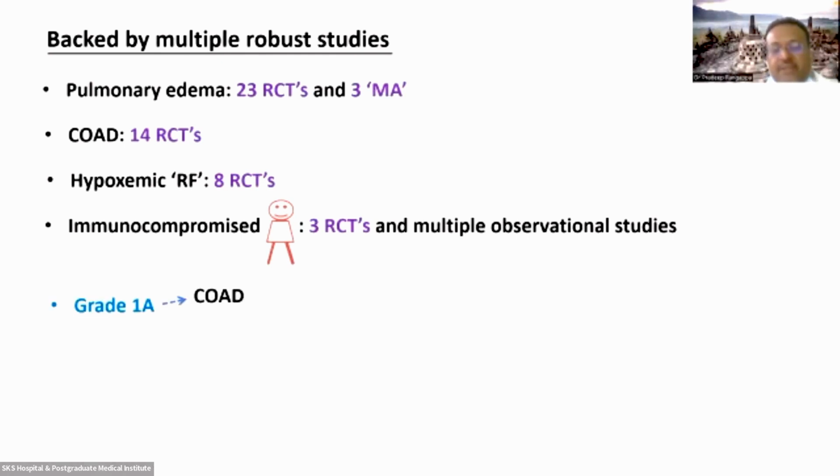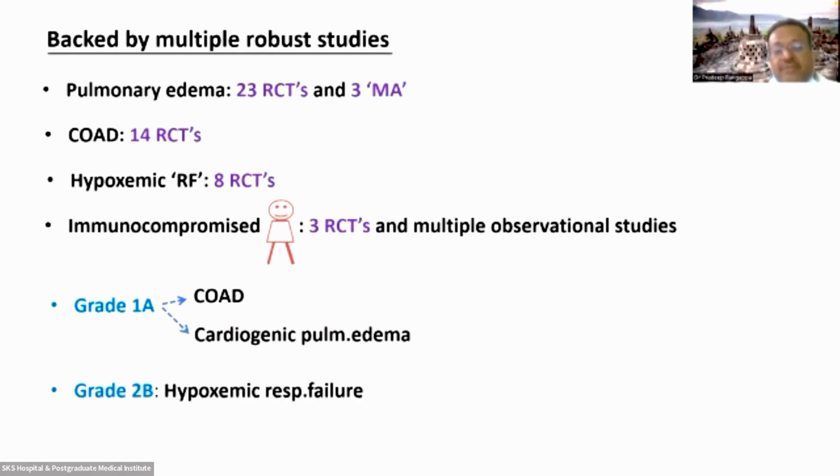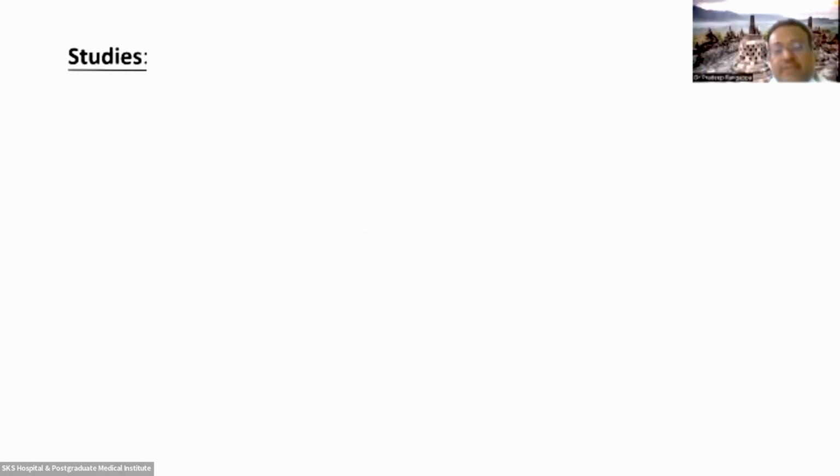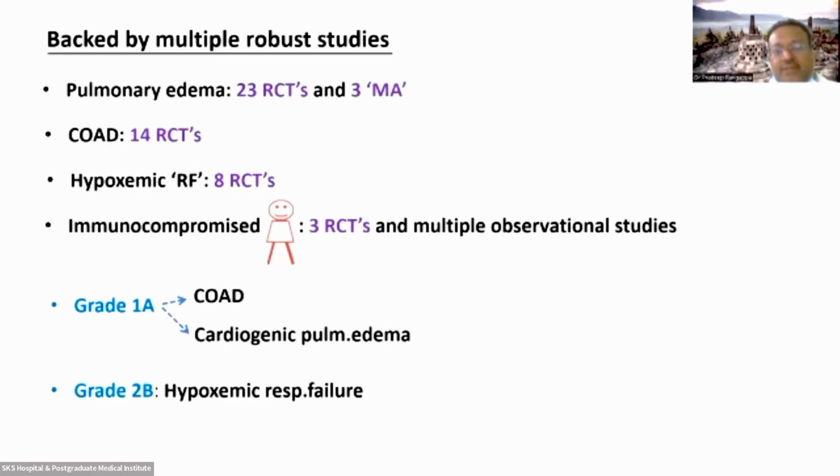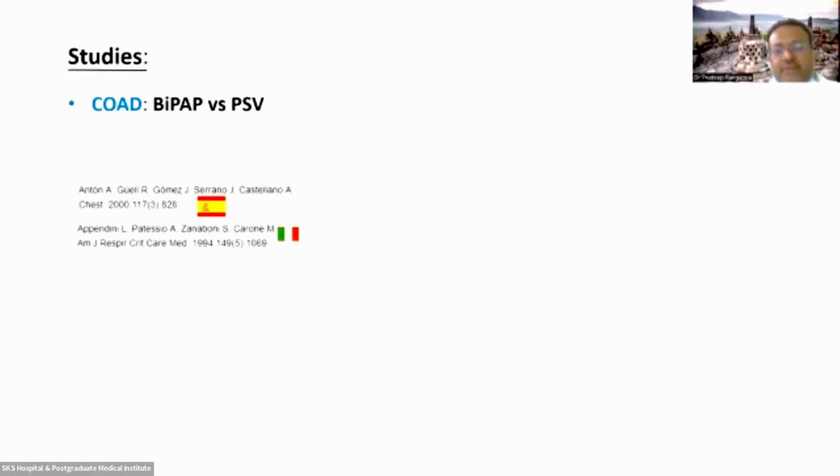So for COPD, the use of NIV is given grade 1A recommendation. Pulmonary edema is also given grade 1A, which is a strong recommendation with good scientific evidence substantiating the usage of NIV. For hypoxemic respiratory failure, it is grade 2B recommendation. So very briefly, I'll look into 1 or 2 studies.